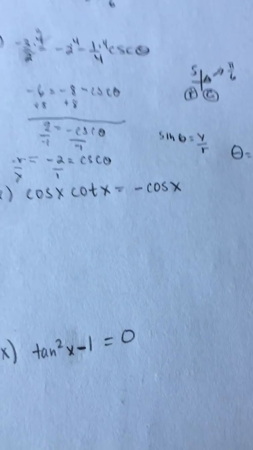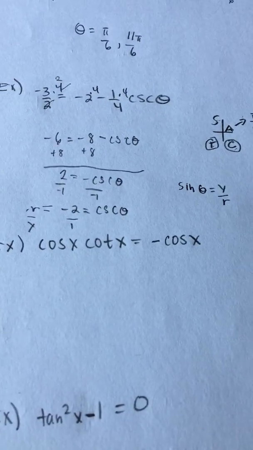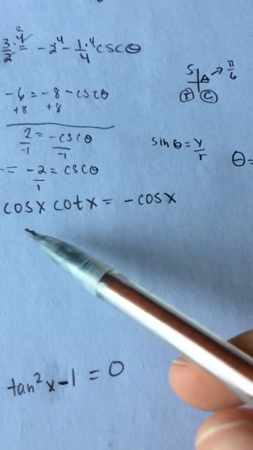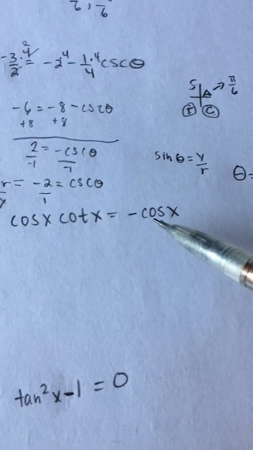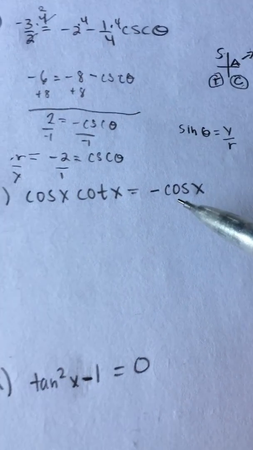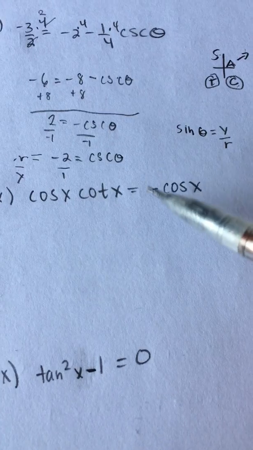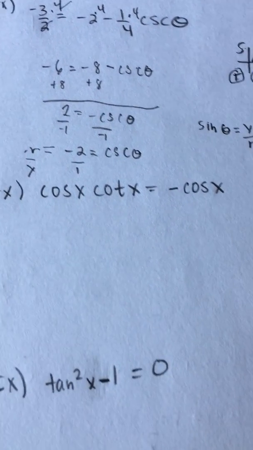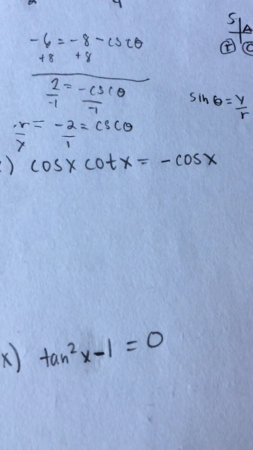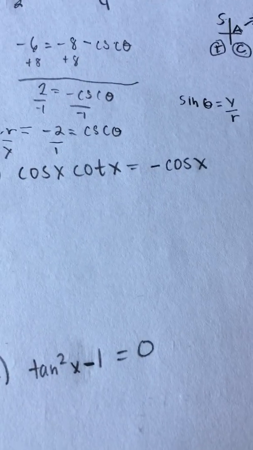Moving on to example 3, making room so you guys can see. Now this one is different than the last two because it's not just one trig function within the problem. I'm seeing sine, cotangent, and another sine on this side of the equation. So my goal here is to do some factoring and bring everything over to one side to make my equation equal to 0 so that I can actually do factoring and use the zero product property.